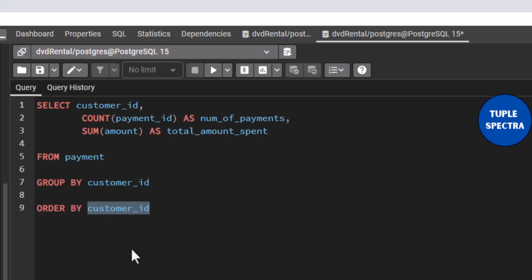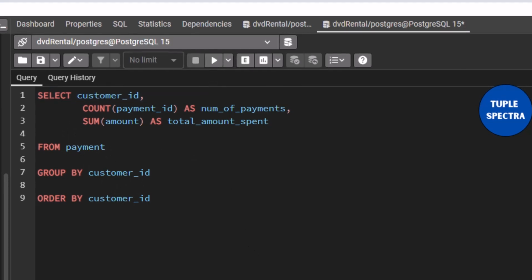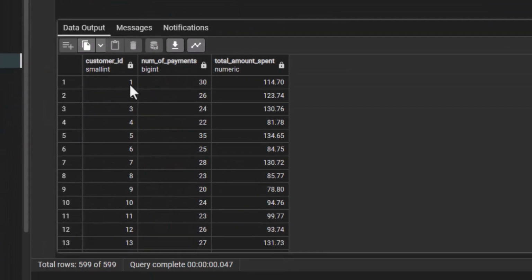Also, let us order by the customer ID column. This customer ID is your categorical column that you are using to group by. Take note of that. So if I run this, all right, you can see that I have run this right here. You can see the total amount spent by each customer, right? Because customer ID 1 is spending 114.70. You can see that, guys, now that this is pretty easy.